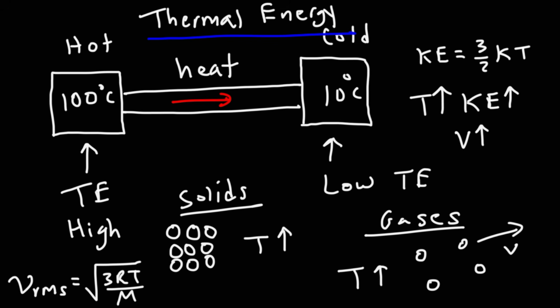So when talking about the thermal energy of a solid, typically you're talking about the vibrational energy of the molecules in that solid. When you're discussing the thermal energy of a gas, a lot of times you're talking about the speed at which those gas particles are moving. Because the hotter that gas sample is, the faster those gas particles will be moving, the more average kinetic energy they will have.